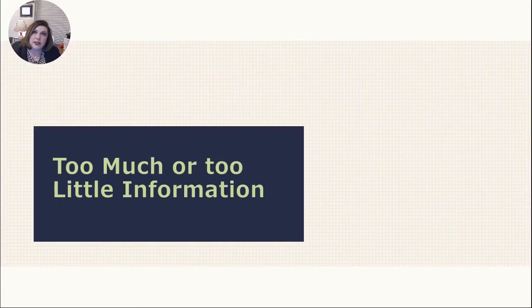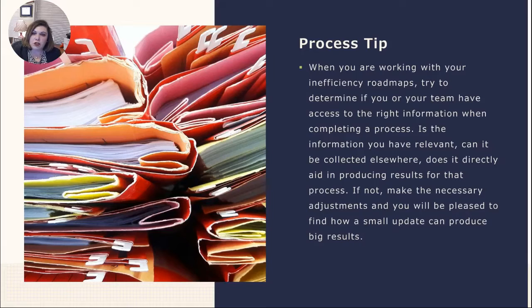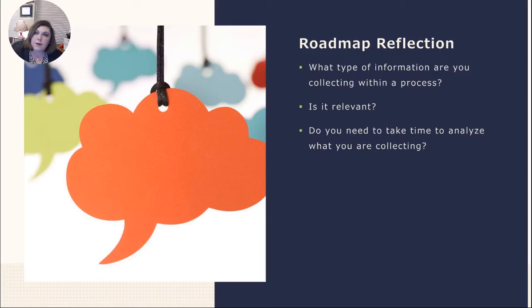What was previously taking us 20 minutes to complete an action on an employee was now taking us 10 minutes or less. So when you all are working with your inefficiency roadmaps, try to determine if you and your team have access to the right information when completing a process. Ask yourself, is the information you have relevant? Can it be collected somewhere else? Does it directly produce results in a process? And if not, make the necessary adjustments. And I think you'll be really pleased to find how a very small change can actually produce really big results.